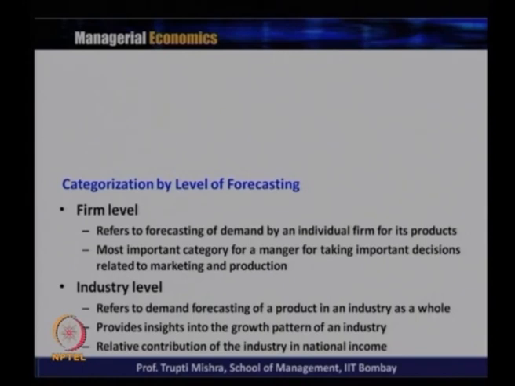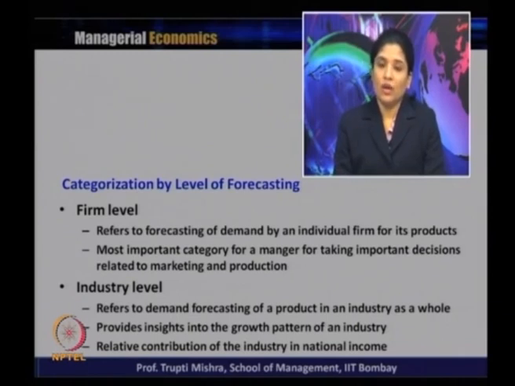So in level of forecasting, the first level is the firm level, which is the forecasting of demand by the individual firm for its product. Typically, when the individual firm does the forecasting for the demand for its product, this is firm level. And here it is the most important category for a manager for taking important decisions related to marketing and production. So firm level demand forecasting helps the manager take important decisions related to marketing and production.